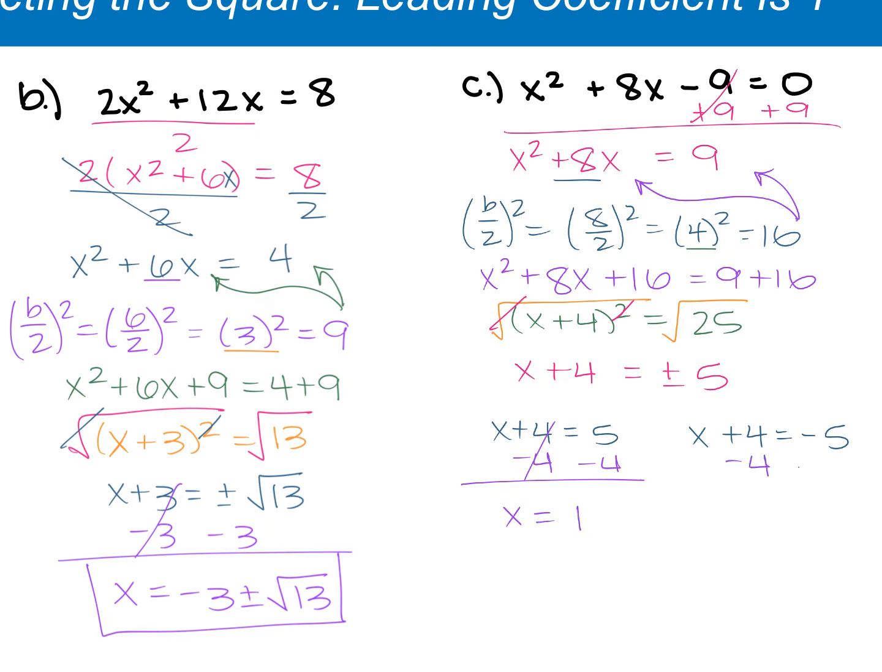Move your 4 over on the other, subtract it from both sides. That gives you x is equal to negative 9. So you have two solutions here. One that's 1, the other is negative 9.